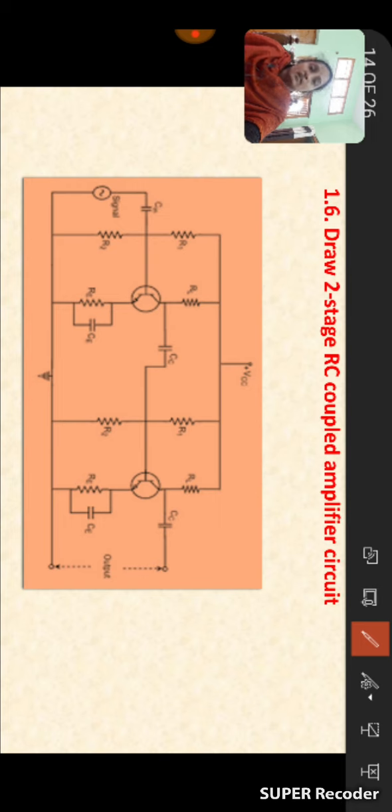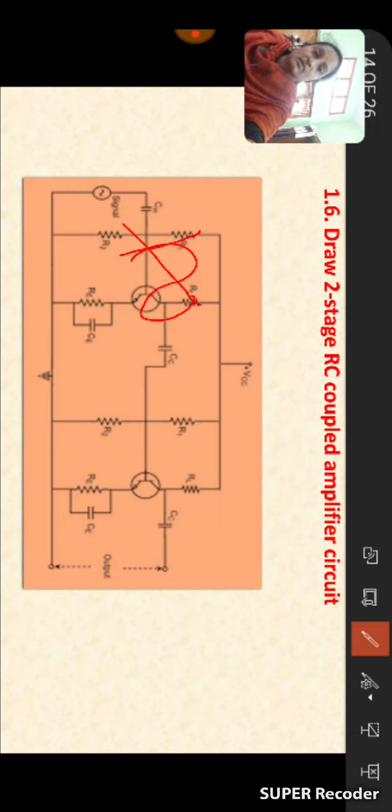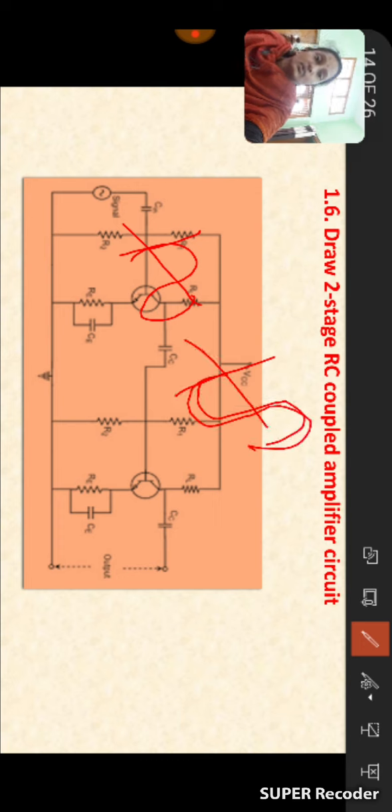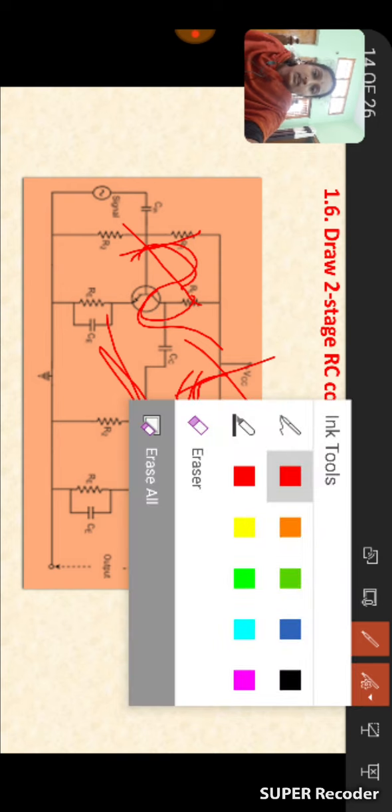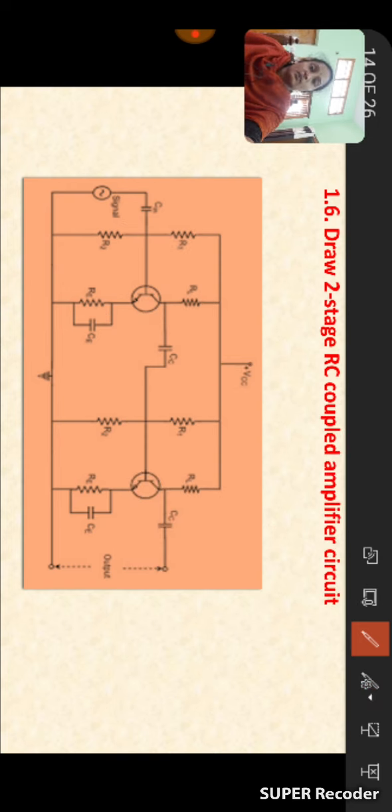And this signal will have a 180 degrees phase shift with respect to the input signal. For example, if the input signal we are applying here is positive and negative, the output we are getting here is negative and positive. So how much phase shift will it provide? 180 degrees. Positive is converted into negative, negative is converted into positive. This is the main character of the transistor: it will provide a 180 degree phase shift to the given input signal.